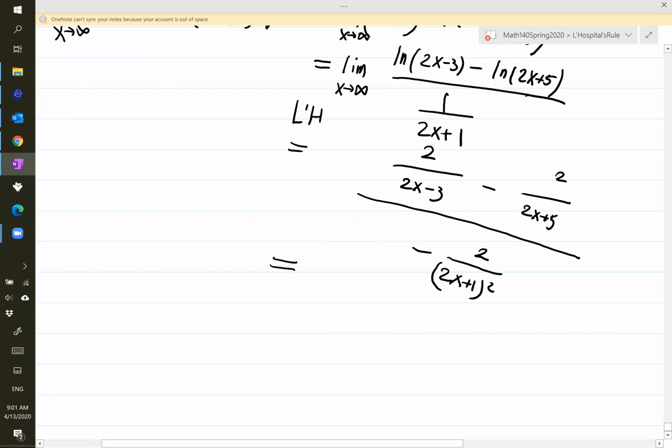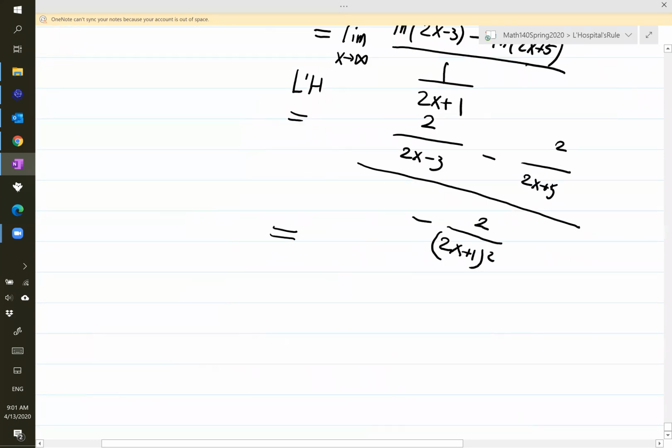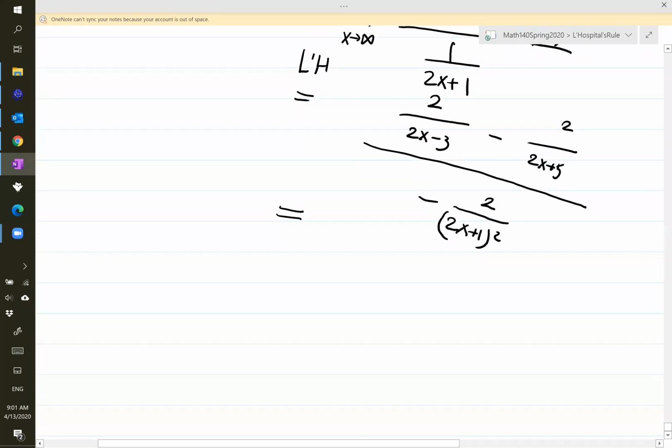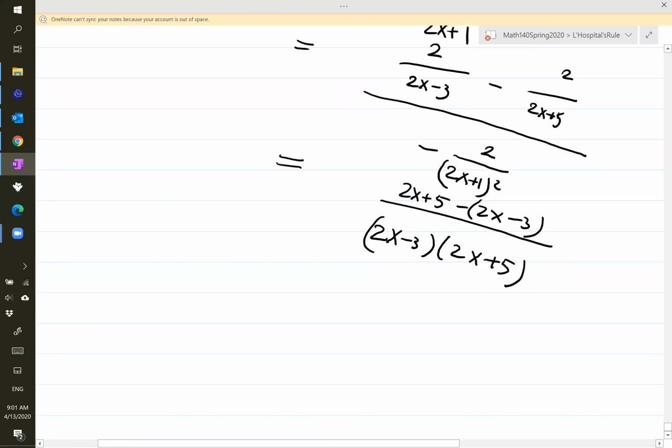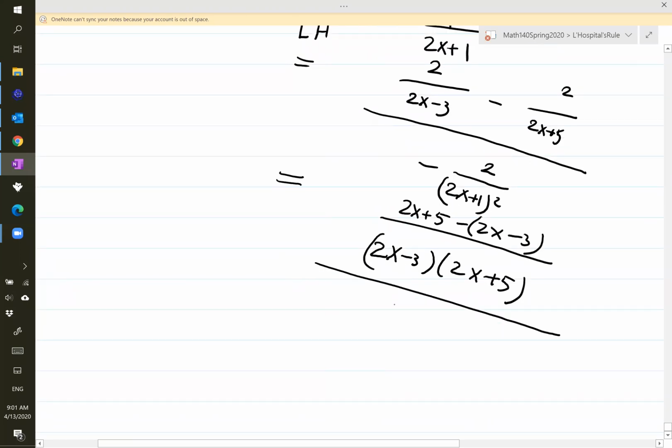Okay, all right. Then what we do is we cancel the factor 2. Use a common denominator: 2x minus 3 and 2x plus 5. Then this is 2x plus 5 minus (2x minus 3). Now 2 cancels 2, so this is actually negative (2x plus 1) squared.